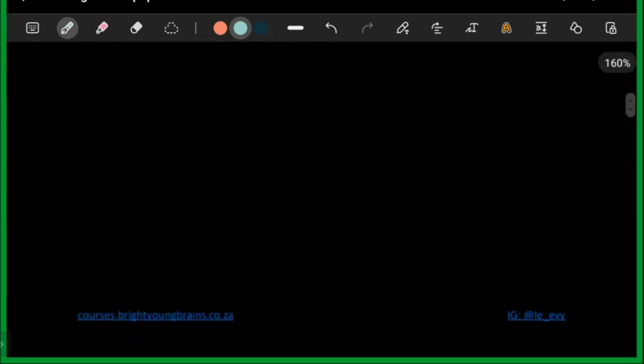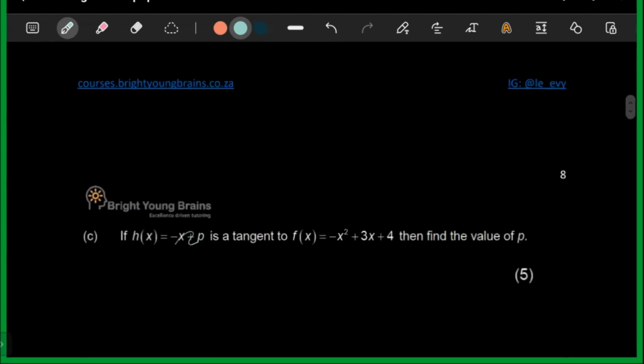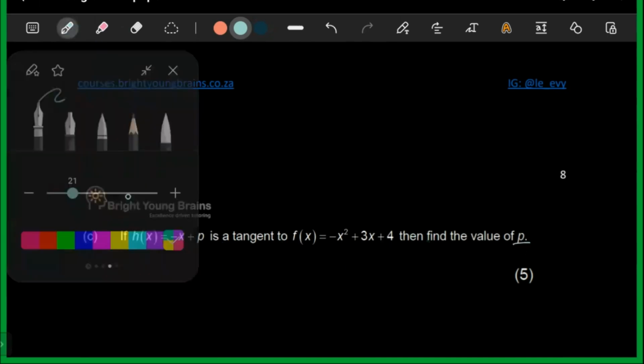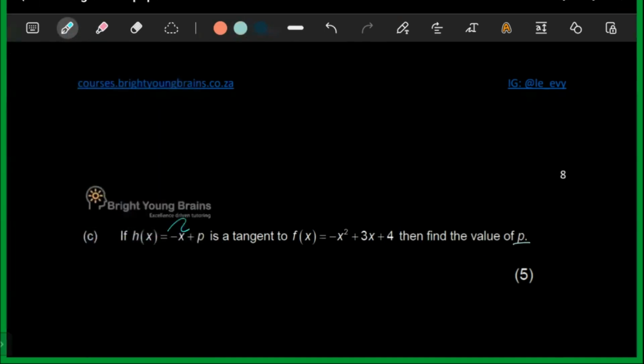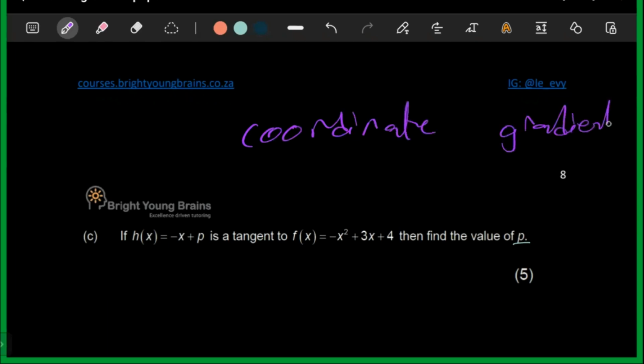And then this is what you're going to have as your answer. Nothing crazy there. C says if h is equal to this equation, and it is a tangent to f, find the value of p. So remember, whenever we go through questions where they're asking for a tangent to a curve, a tangent and a curve share two things. They share a coordinate and they share a gradient.